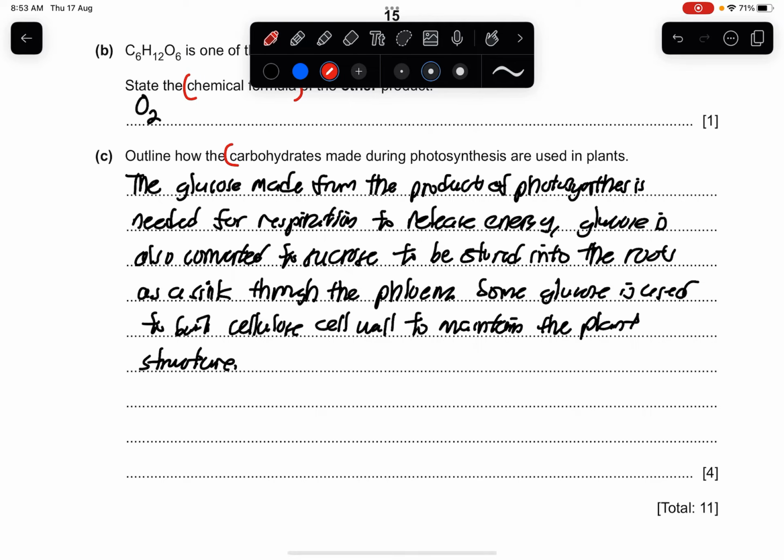They are referring to carbohydrates such as glucose, sucrose or cellulose, which are made in plants. The glucose made from the products of photosynthesis is needed for respiration to release energy. Glucose is also converted into sucrose and stored in the roots as starch, transported through the phloem. Some glucose is used to build the cellulose cell wall to maintain the plant structure. This is how you expand your answers. You must say what the uses of the sugars inside plants are, to make sure the plants are healthy and maintain their structure.